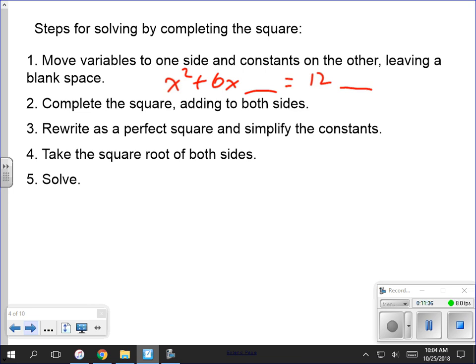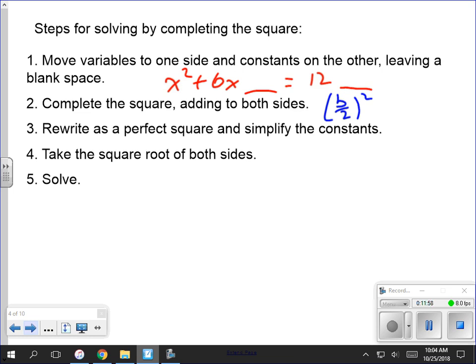What am I going to put in that blank? Well, actually, it's not that hard to do. The thing that you're going to put in the blank, the square you're going to add at both sides, is b over 2 squared. Half of b and square it. That's what you're going to add to both sides to complete the square.